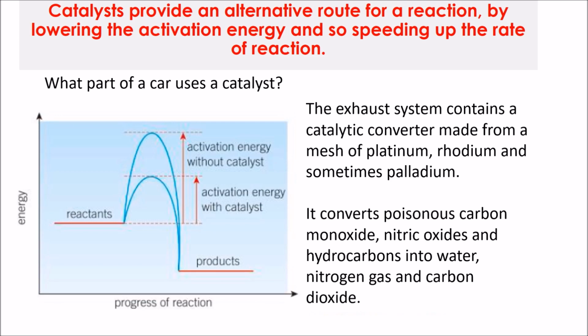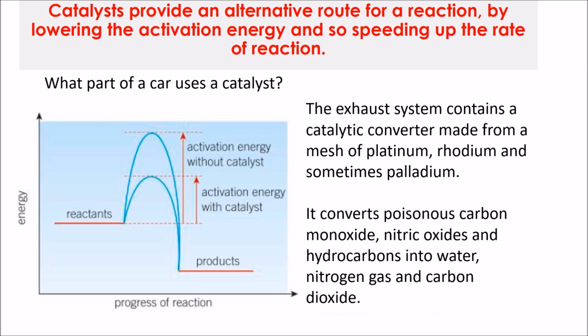Now, we've spoken about some of these gases in previous sections. So carbon monoxide we know is poisonous, so it's good to convert that into carbon dioxide. Nitric oxides we know cause things like acid rain, and is also a greenhouse gas, so we want to convert that. And hydrocarbons, if they're not completely broken down, will cause things like particulates, so we want to get rid of those things.